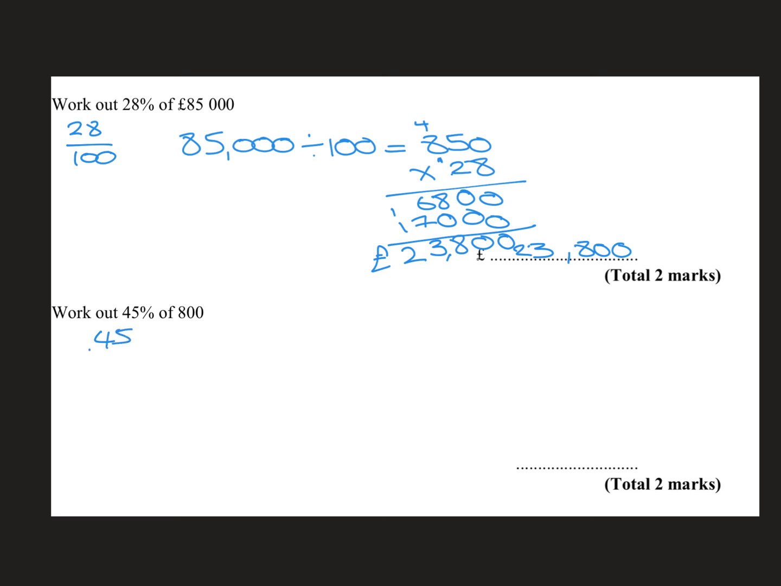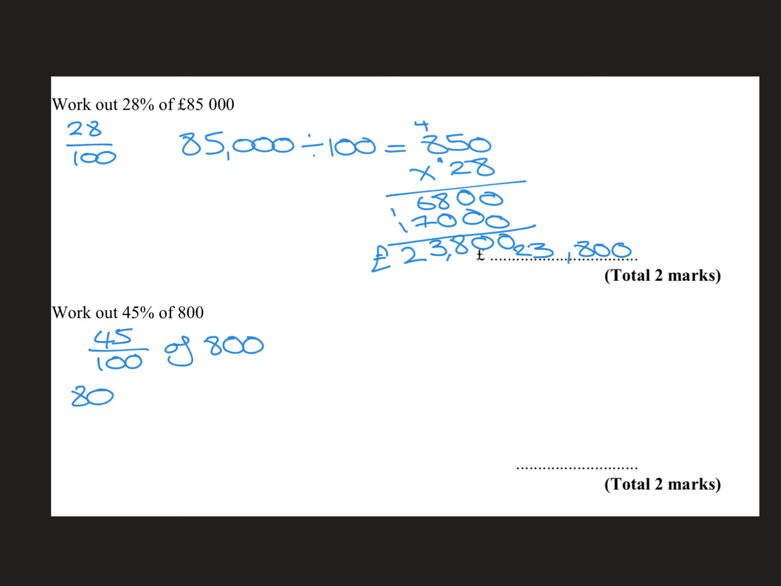Okay, on to our next one, 45% of 800. So 45 over 100 of 800. So I've changed my percentage into a fraction, that's step one. I could simplify this. I could divide both of those by 5, which would give me something over 20. I don't think I'm going to bother because 800 divides very easily by 100, so I think it would probably just be easier to leave it as it is.